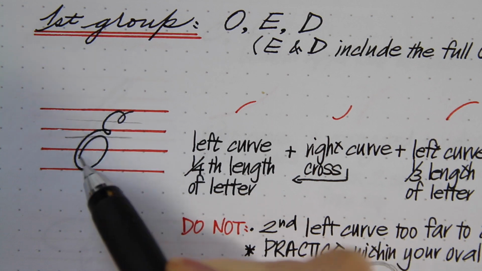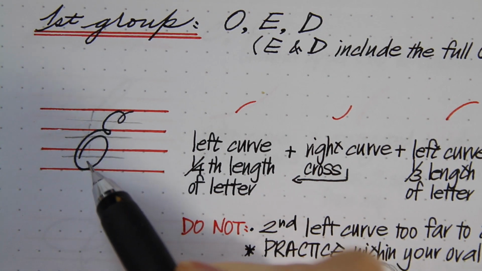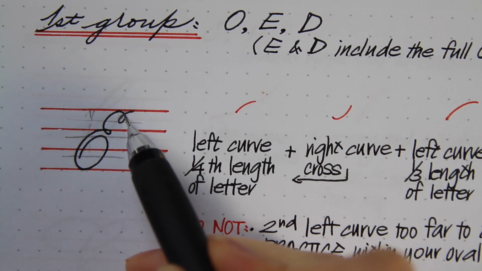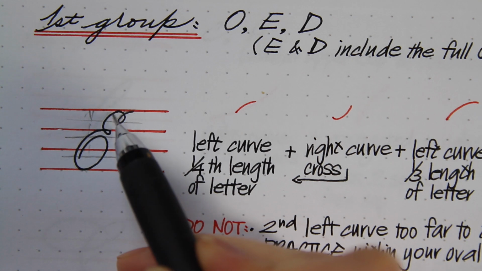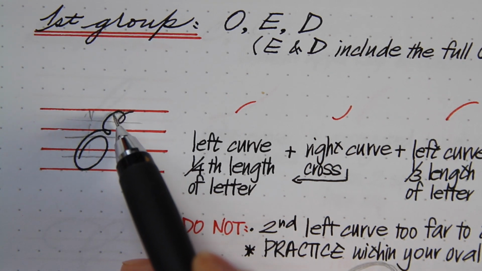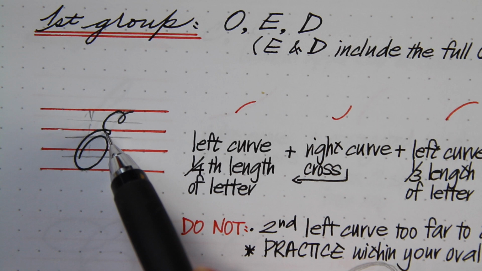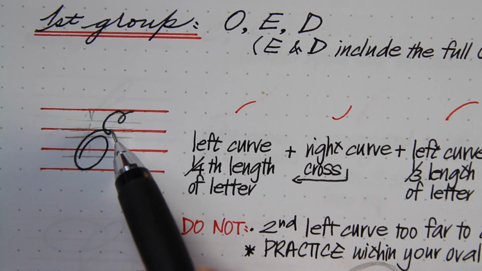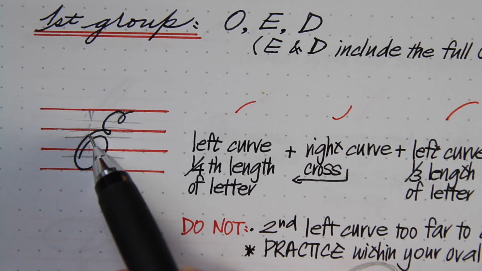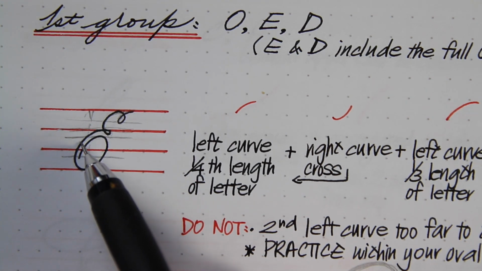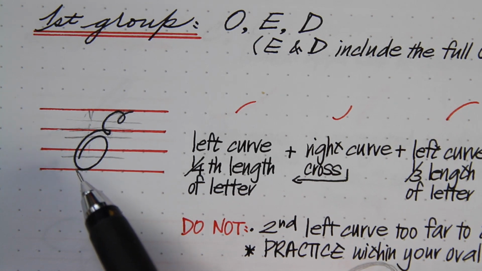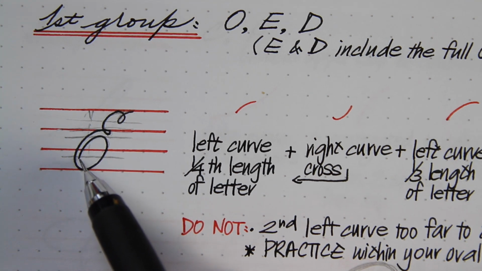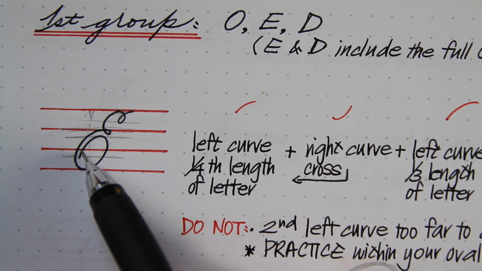So if we divide the letter into 4 parts, 1, 2, 3, 4, this is the size of the beginning loop. The right curve crosses it near the top of the letter, and then continues with a left curve 1/3 the length of the letter, so it reaches the first line here. Have the small loop curling in, curling out, joined to a left curve that is 2/3 the length of the letter, and then we finish with principle 5 with your capital O, so that these two left curves are parallel.